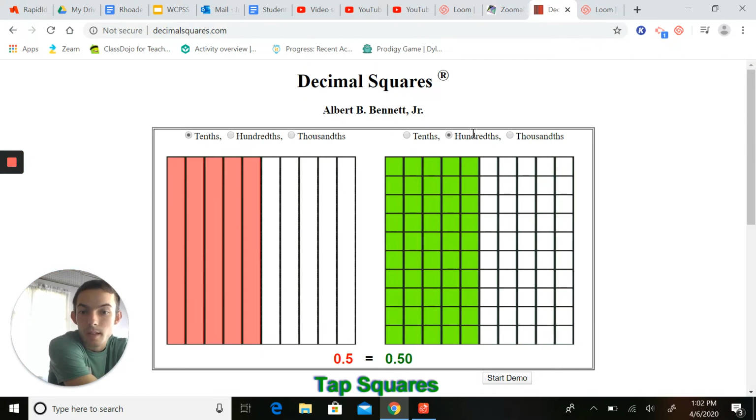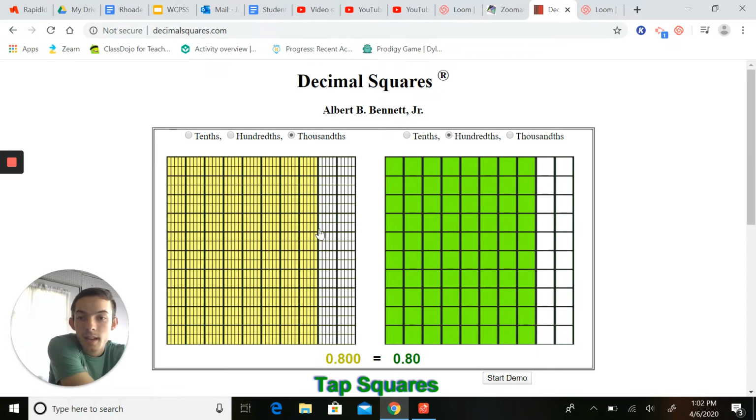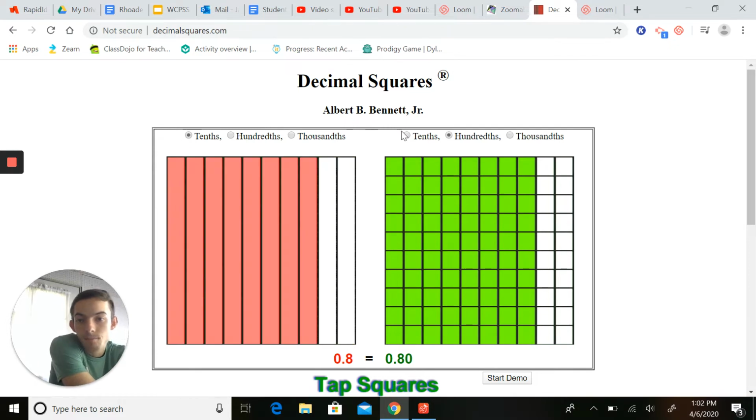Students, we've already practiced decimal squares at school, but this is a great activity that can help you with this test as well. I really don't mind if you use these. In fact, I'd rather you use these to show your work. You can show things that are greater than, less than, or perhaps equal to. And then, of course, if you really want to show off, you can press thousands and show how many of these little boxes are lit up from one to another. And we know how to use these.